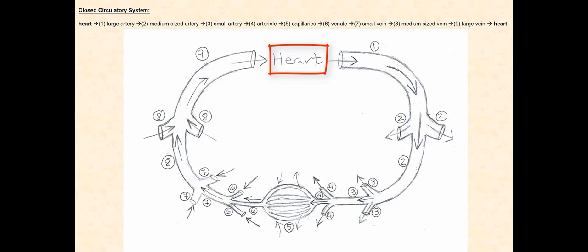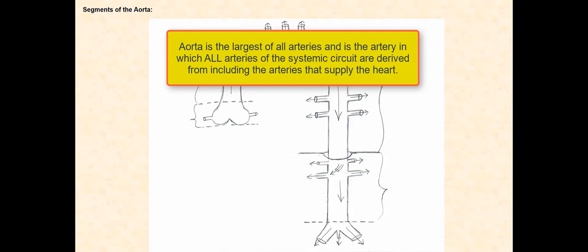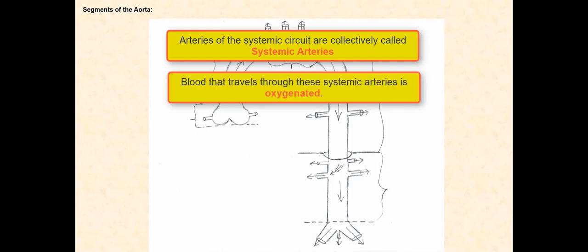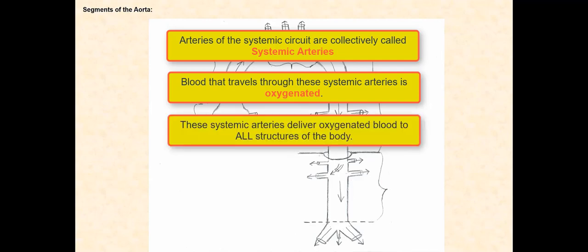It is important to note that this diagram does not discuss whether the blood that circulates through these blood vessels is oxygenated or deoxygenated, because this diagram applies for both the pulmonary circulation and systemic circulation. The aorta is the artery from which all arteries of the systemic circuit are derived, including the arteries that supply the heart itself. The arteries of the systemic circuit are collectively called systemic arteries, and the blood that travels through these systemic arteries is oxygenated. These systemic arteries deliver oxygenated blood to all structures of the body.